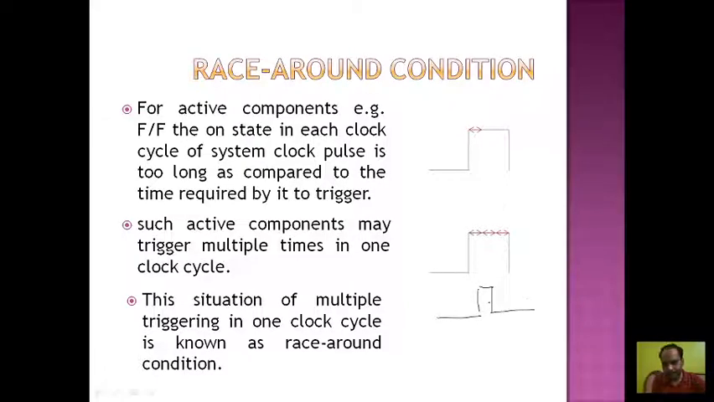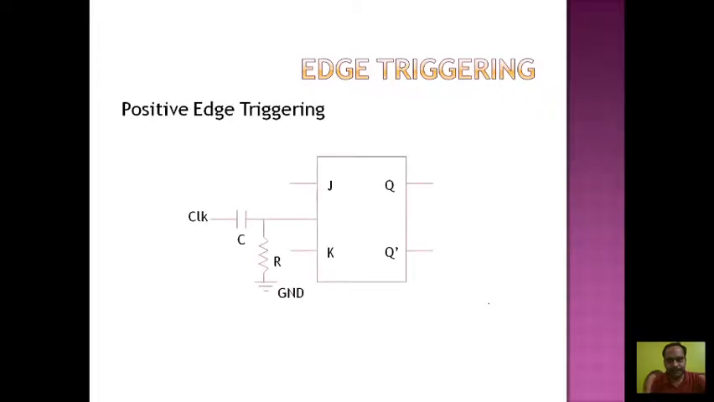But this will create a problem for the slower devices which need a long time to trigger, and they will not be able to complete even one triggering in the clock cycle. Therefore, this solution cannot be used for removing the race around condition. This was actually achieved in edge triggering, and that we have discussed in detail in previous videos.